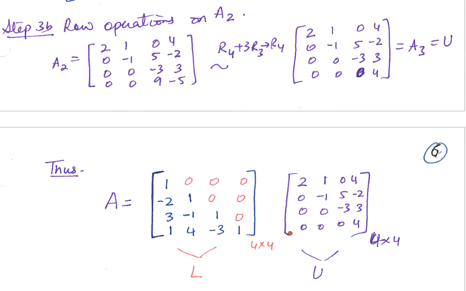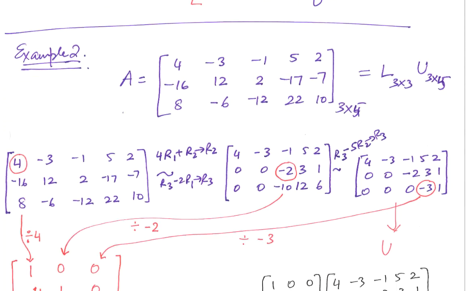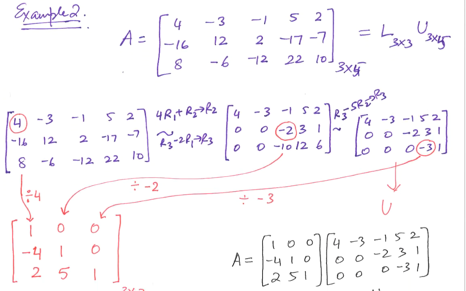Now this was a square matrix, so we would like to try an example on a rectangular matrix. Okay, let's go ahead and look at a rectangular matrix. That's example 2 for us. Now let's look at this one. This is a matrix A. First of all, we have to make sure what would be the size of the lower triangular, and what would be the size of the upper triangular.